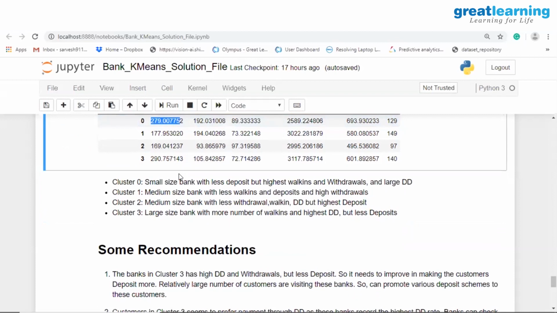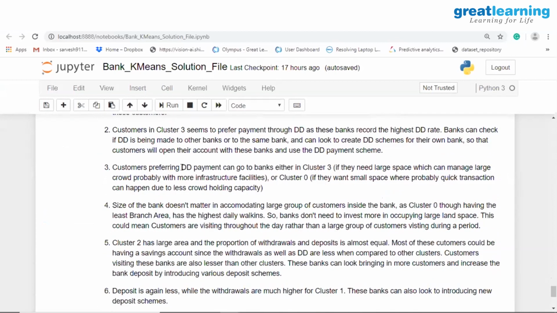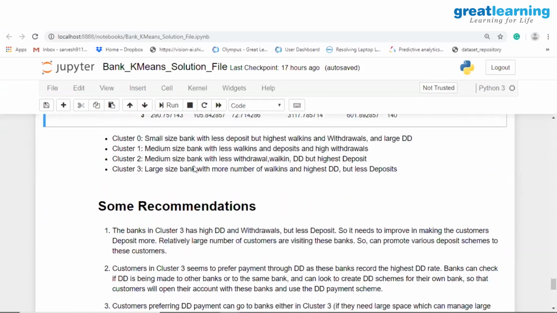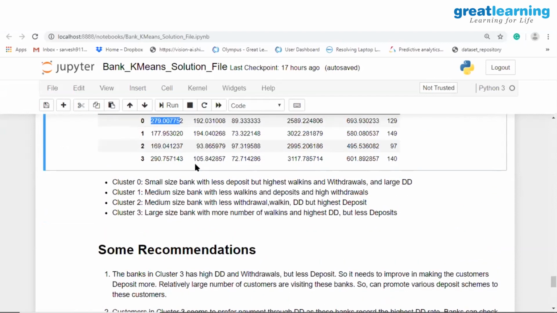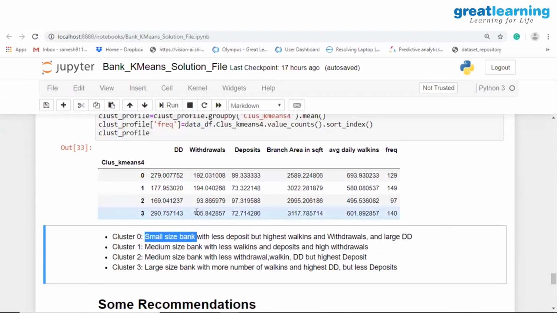What is the recommendation that you could give here? For cluster 0, the size is smaller and the bank size is very small. It could be present in a very peak area. What is the recommendation that we are likely to give here for cluster 0?